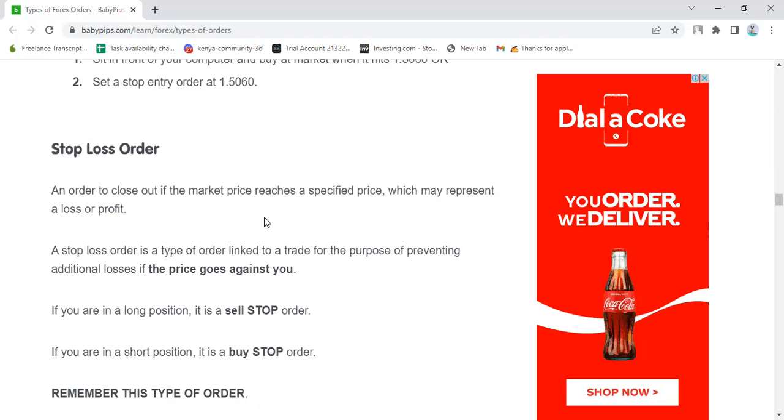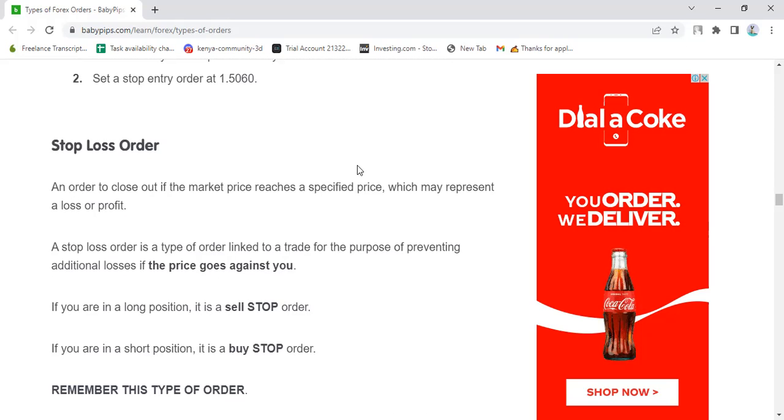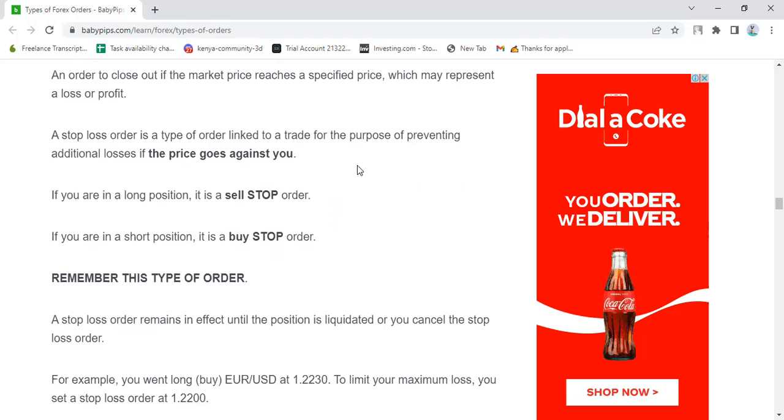So we have the stop loss order. A stop loss is an order to close if the market price reaches a specific price, which may represent a loss or a profit. What does it mean? It means that if I enter the market and my trade is activated, I have to put in my stop loss order so that it prevents me from going into big losses when the market goes against me. Sometimes it prevents you from losing all of your account. So most of the time it's nice to use a stop loss.